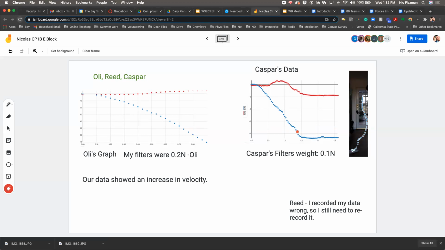Okay. So smoothing out your coffee filters before you drop them helps. Anything else that anybody found as a strategy for making the coffee filters fall more straight down?